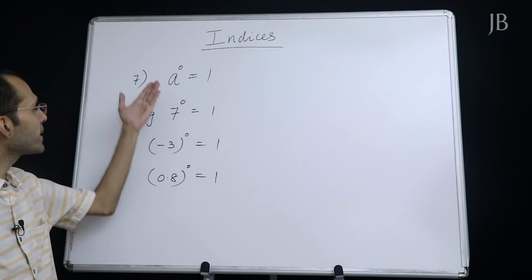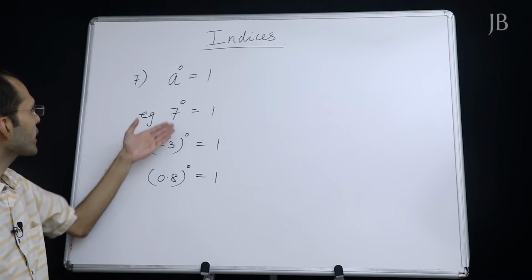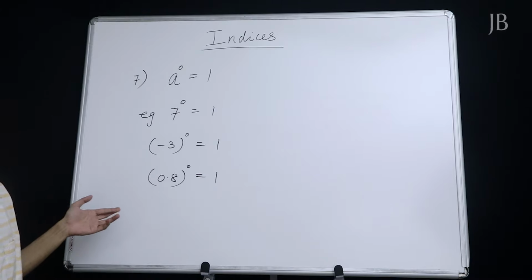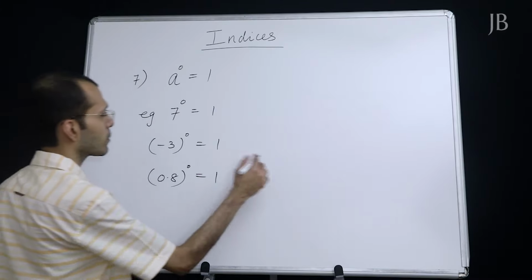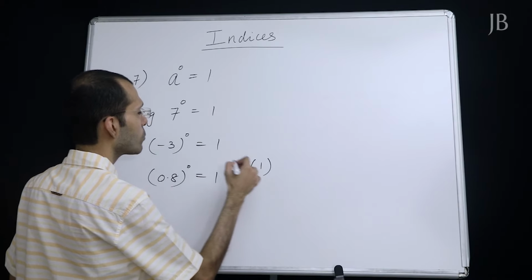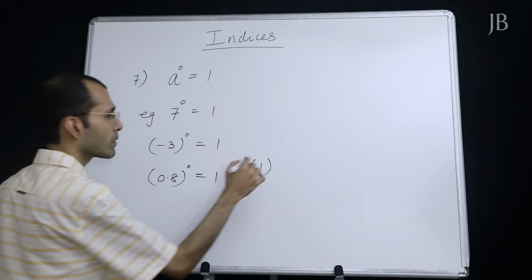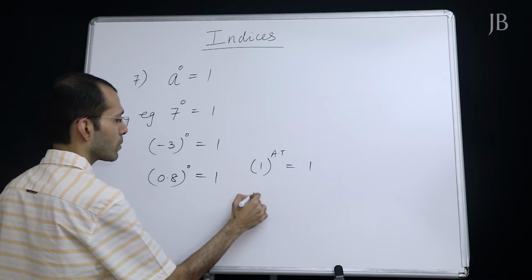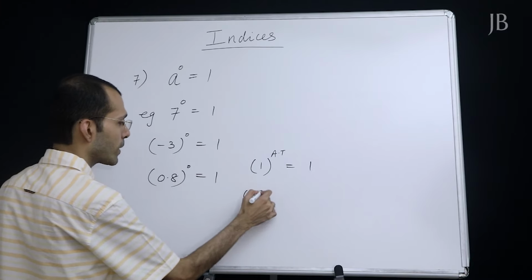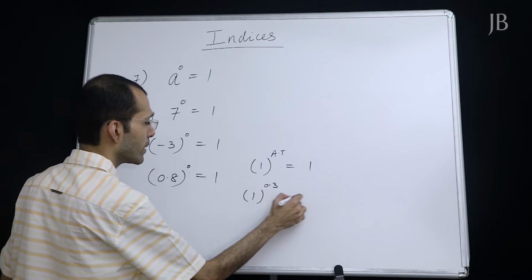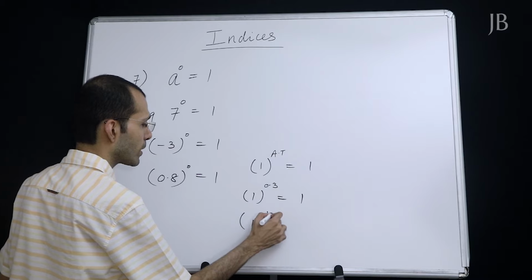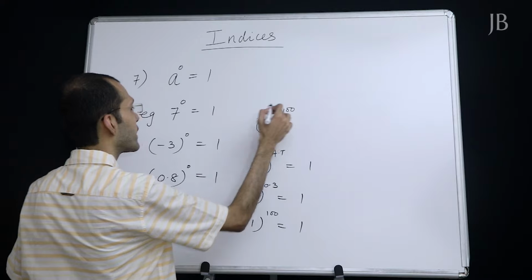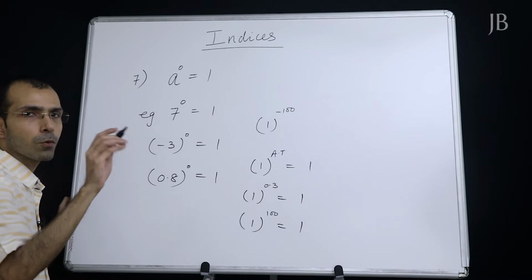Okay, this law, anything raised to 0 is 1. So we have seen these examples. Now what is remaining? Yeah, we have covered everything. But one more thing. Now see, 1 raised to anything is 1. So "anything" means anything: 1 raised to 0.3 will be 1, 1 raised to 100 will be 1, 1 raised to minus 100 also will be 1.